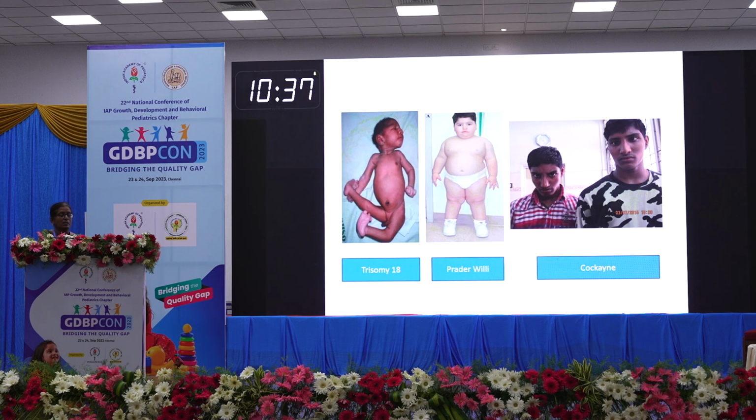And we may come across certain genetic syndromes. By seeing the child itself, we can diagnose them. For example, Down syndrome and trisomy 18 with rocker bottom feet, short stature, obesity, Prader-Willi. Here you can see two siblings with microcephaly and photosensitivity, with Cockayne syndrome.